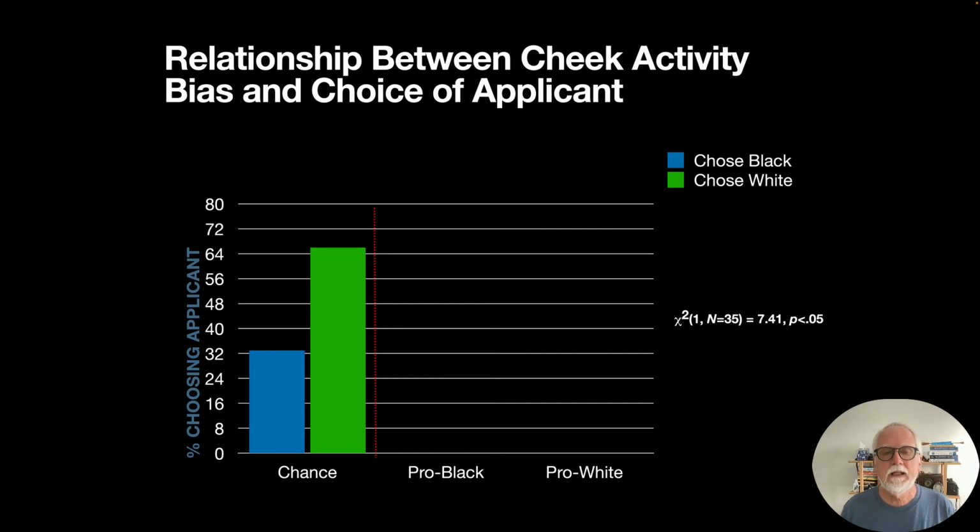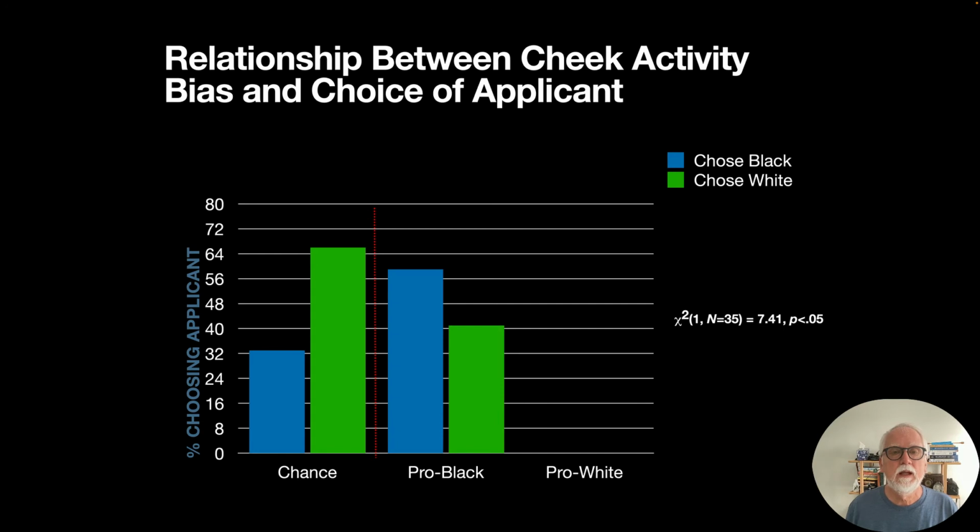Now, what if we look on the EMG 3 weeks later? Those people who are basically showing sort of no preference, or in fact show a more positive preference for black people, what did they do? Well, they were the ones that were more likely to choose a black applicant than a white applicant. So you can see that they're actually going twice as much for chance picking a black applicant than they were to pick a white applicant.